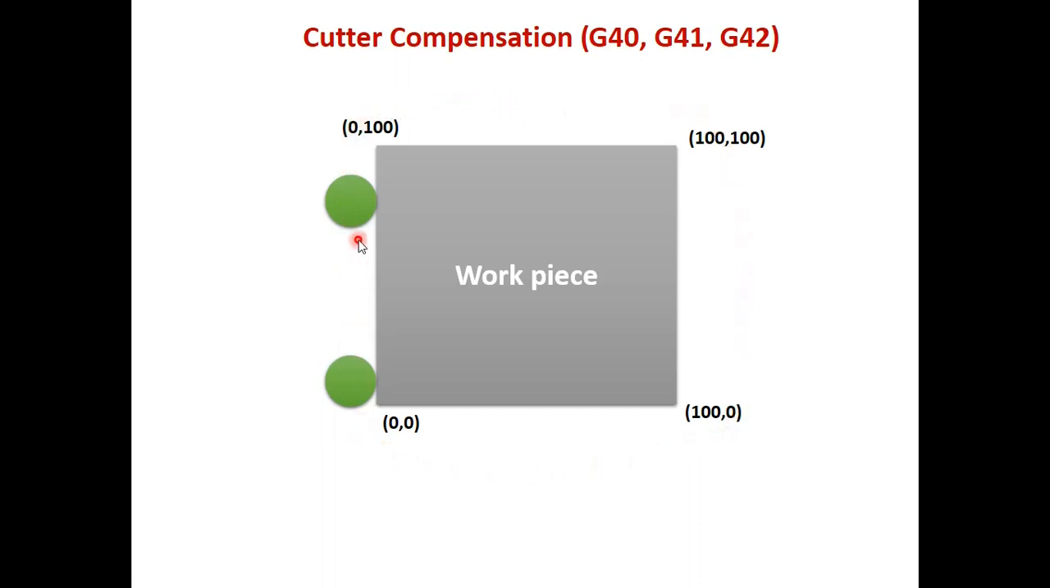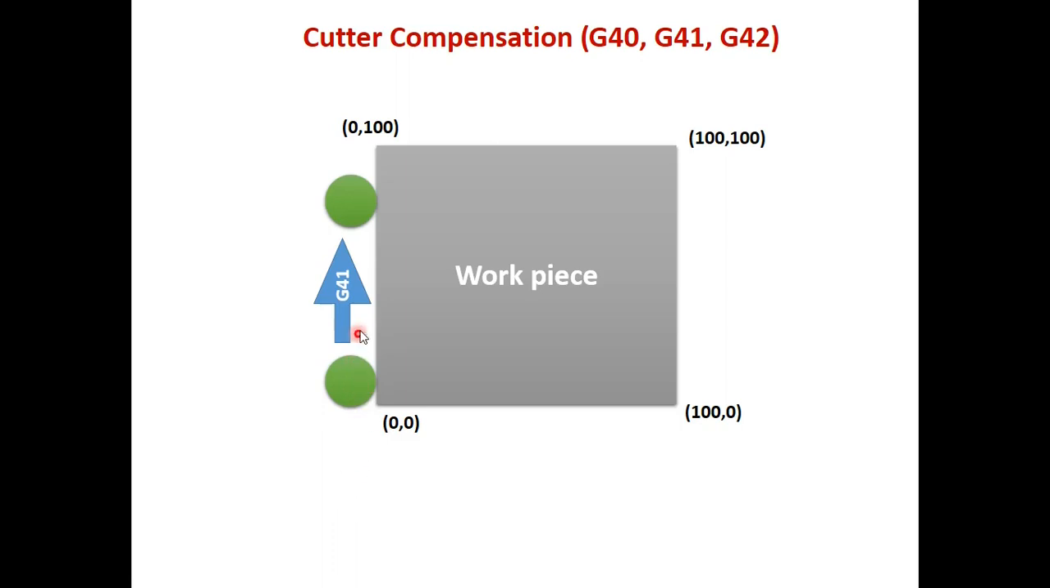So what is happening: the cutter is at the left side of the workpiece when I am seeing from the back, and the workpiece is right. Here, which code do we have to use? We have to use G41, because when I'm seeing from the back side, the cutter is on the left side, and on the right side there is a workpiece.